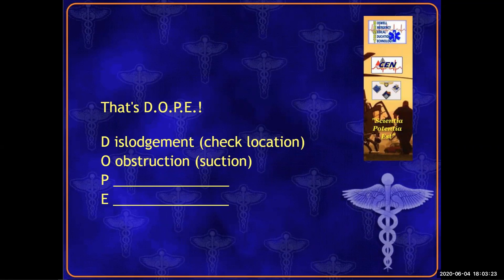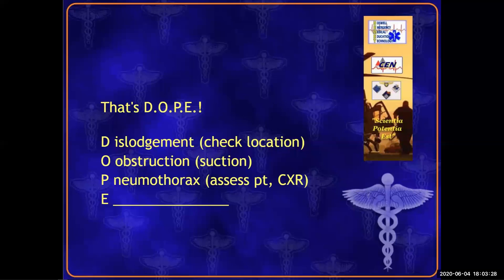P is pneumothorax, because this is positive pressure. And if something goes wrong, you can break loose some. And so how do we check for that? Check chest x-ray, listen to lung sounds. What's their pulse ox doing? What's their most recent blood gas doing? Maybe you have an A-line, you could run one right now.